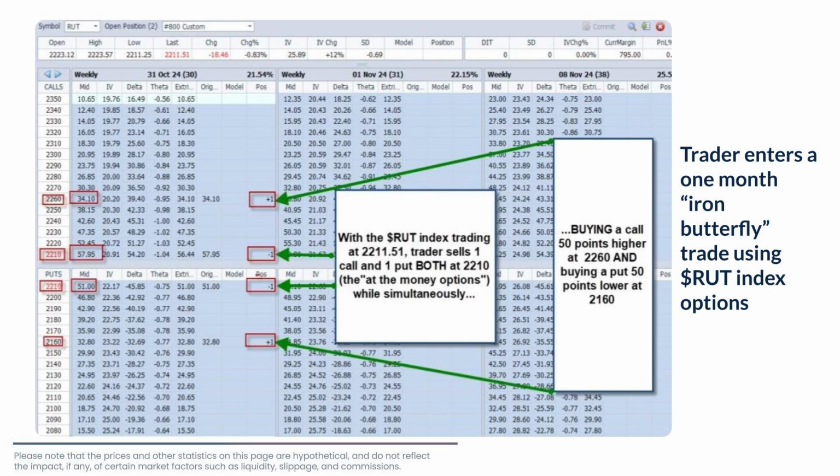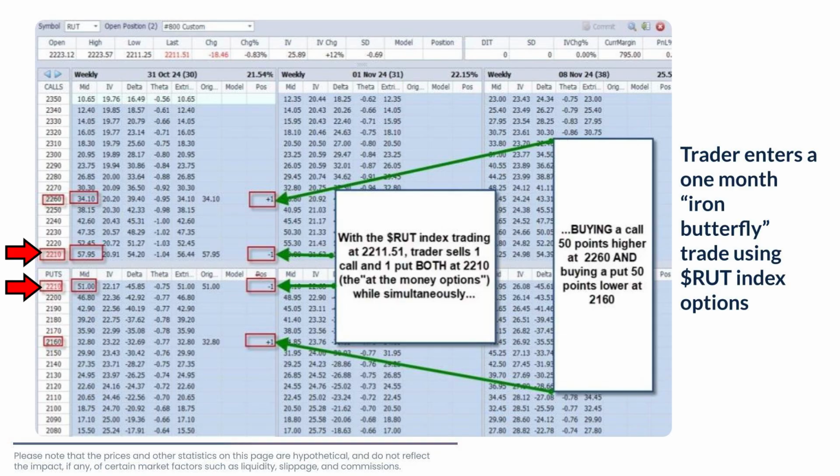You see, if on that same day, instead of entering into the iron condor on October 1, we had pulled up that same options chain, but we implemented a different trade. Suppose that at the exact moment we entered that iron condor, instead we went to the options closest to where the index was trading at that time, which, if you remember, was 2211.57, and we went ahead and sold both the 2210 call, which was trading for 57.95, and the 2210 put, which was trading for $51.